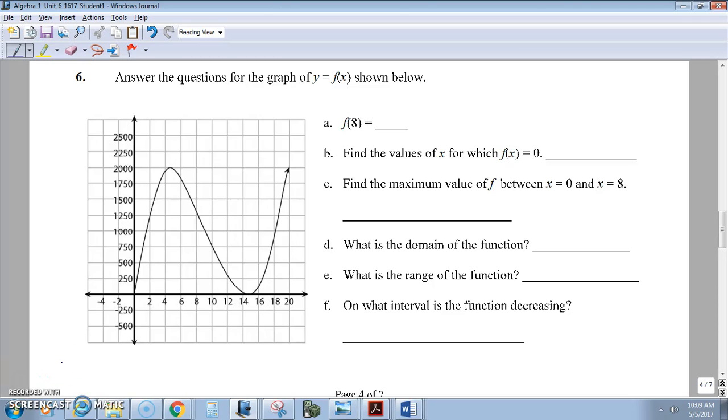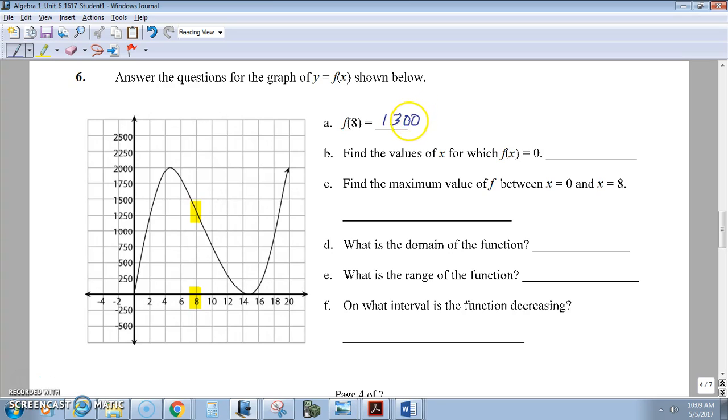Right, you guys, question number 6. F of 8. So my input is 8. And my output is, looks like somewhere approximately between 1250 and 1500, closer to 1250. I would say maybe 1300, but I'll give you guys the benefit of a doubt if you rounded down. Let's see. I would have put 1300.